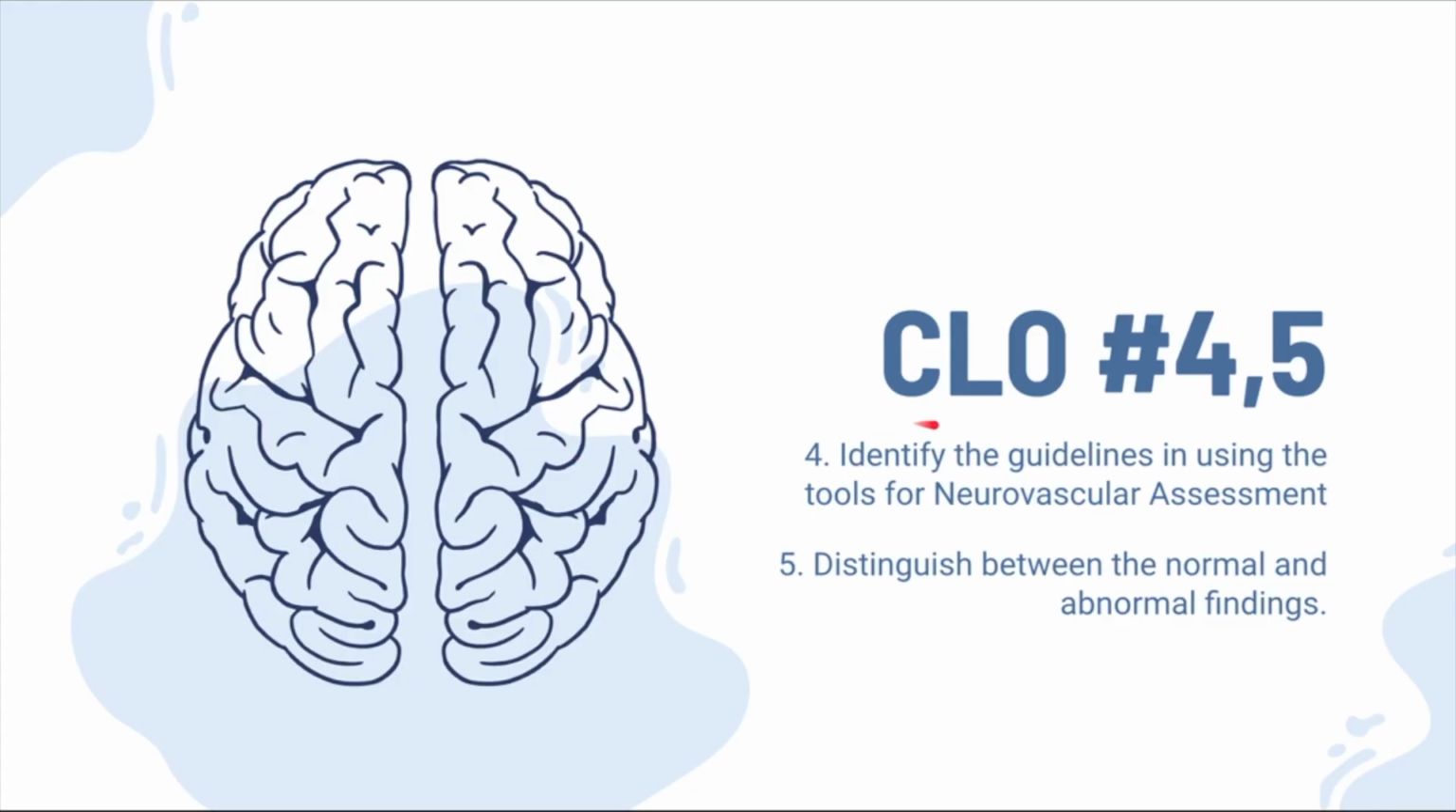Next would be CLO number 4 and 5. CLO number 4 is to identify the guidelines and use the tools for neurovascular assessment, and CLO number 5 is to distinguish between the normal and abnormal findings.